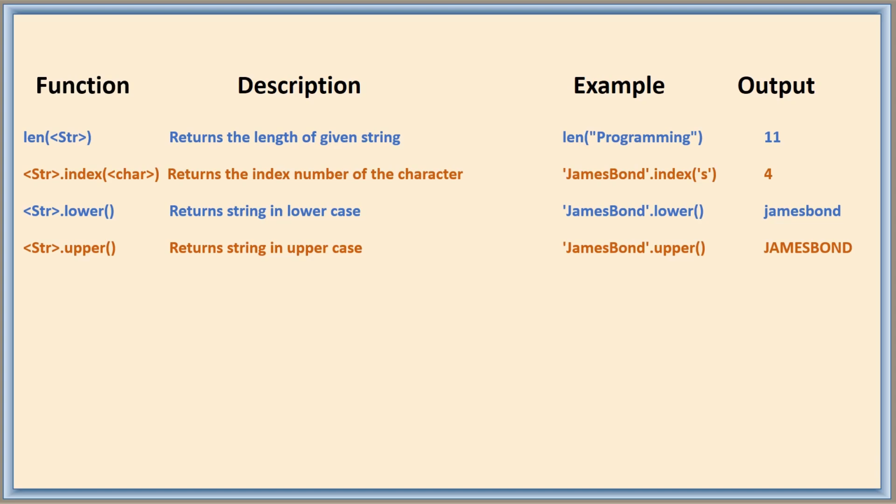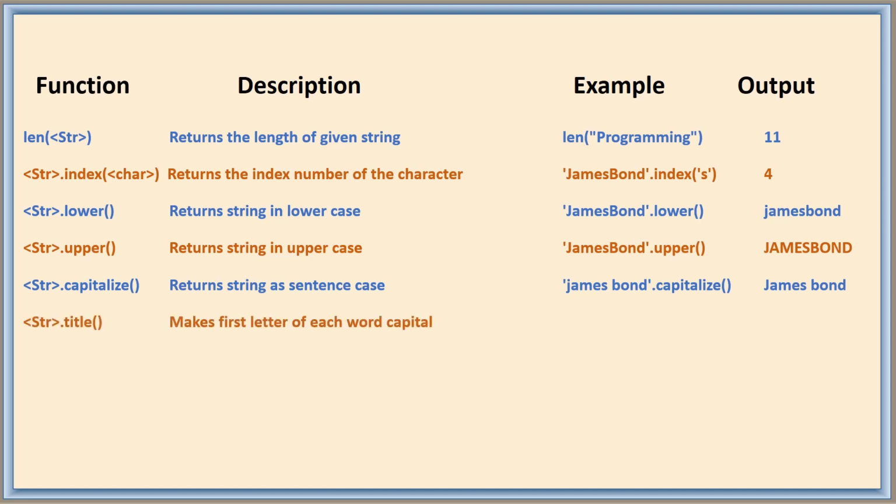In case we need only the first character in capital letter, then we are having a function called capitalize of. This will be returning a string but only the first character as an uppercase character. This is the example here. J becomes capital in it. In case we need every first letter of a word to be capitalized, then we are having the function called title of. We can give string dot title of, which will convert each and every word's first letter to a capital letter.